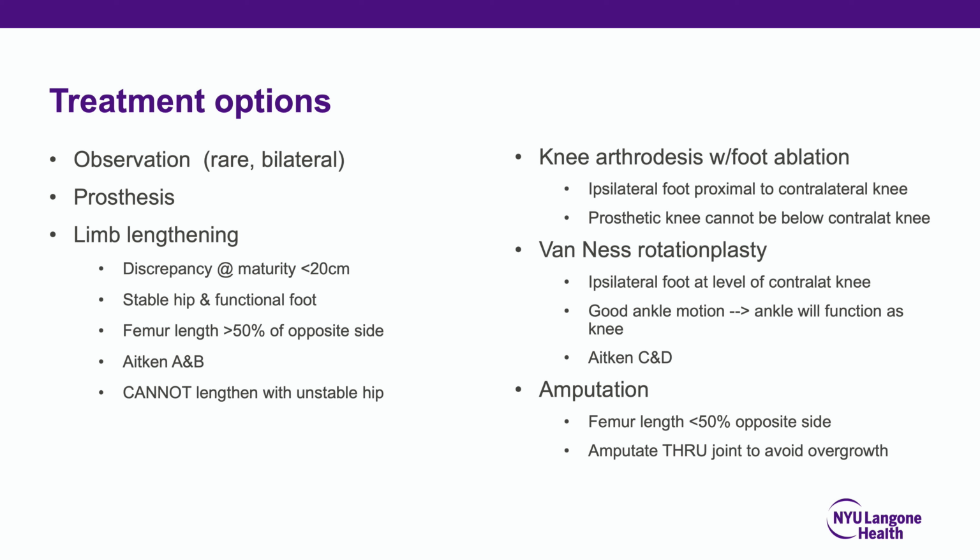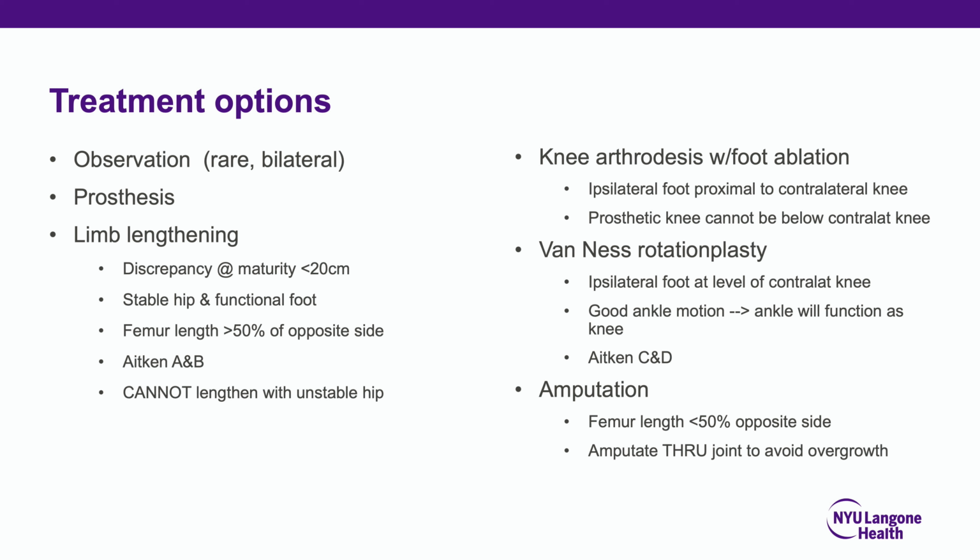In order to lengthen, as previously mentioned, the child must have a stable hip and a functional foot. It's recommended that the length of the femur be greater than 50% of the opposite side. These are typically Aitken A's and B's, and again, you cannot lengthen with an unstable hip. Knee arthrodesis with foot ablation is another surgical option.